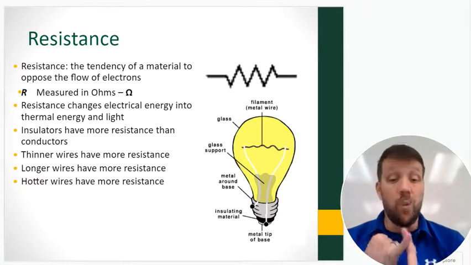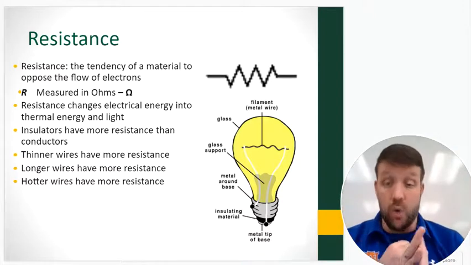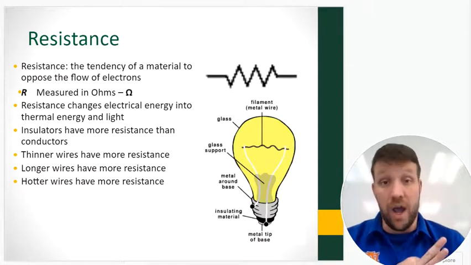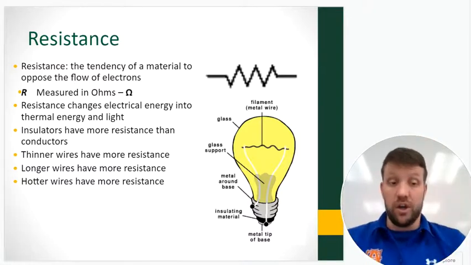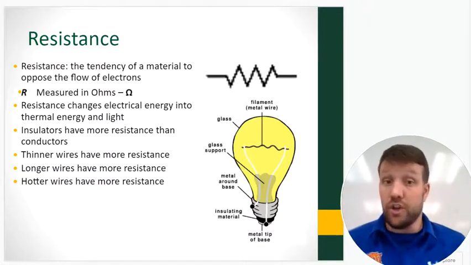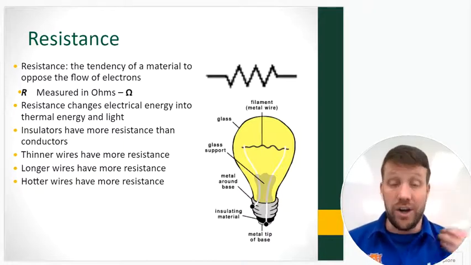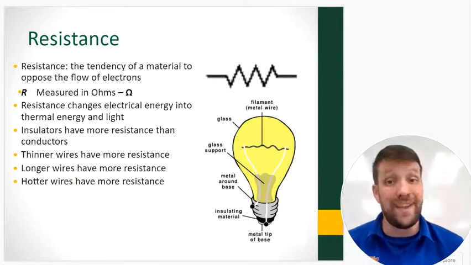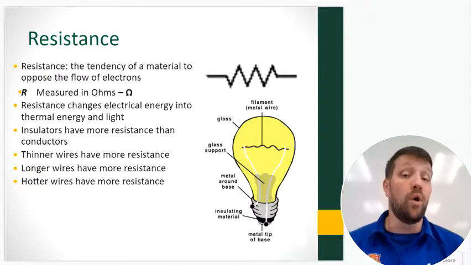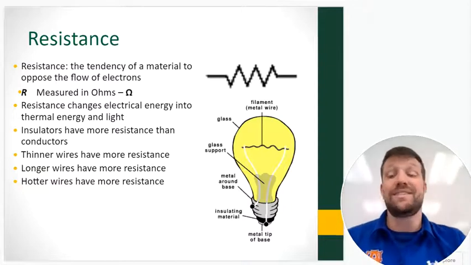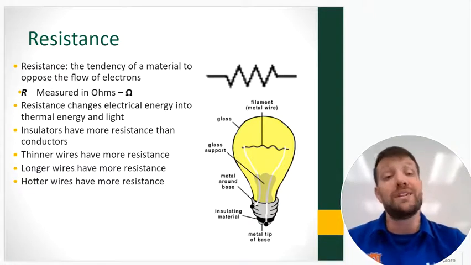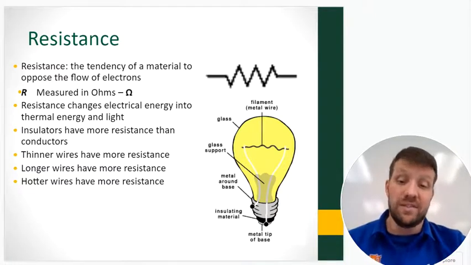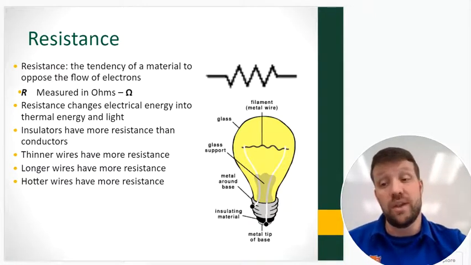Also, thinner wires, longer wires, and hotter wires. So thinner means smaller cross-sectional area; longer means the current has to travel a longer distance; and hotter means higher temperature, higher thermal energy. These will all have more resistance, because they don't allow the electrons, that current flow, to move through as freely, and thus you get more resistance associated with it.